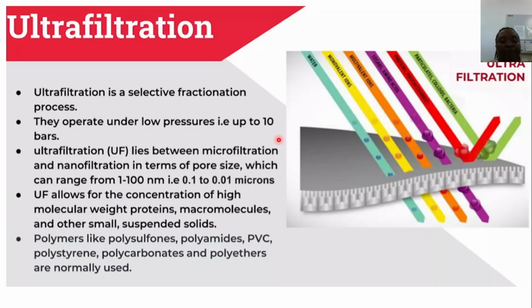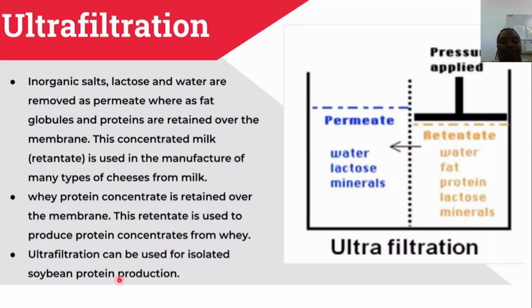Then we can also do ultrafiltration, which is a selective fractionation process that operates under still low pressure of up to 10 bars. This one lies between microfiltration and nanofiltration in terms of pore size. It allows the concentration of high molecular weight proteins, macromolecules, and other small suspended solids. Polymers like polysulfones, polyamides, PVC, polystyrene, polycarbonates, and polyethers are usually used as the membrane.